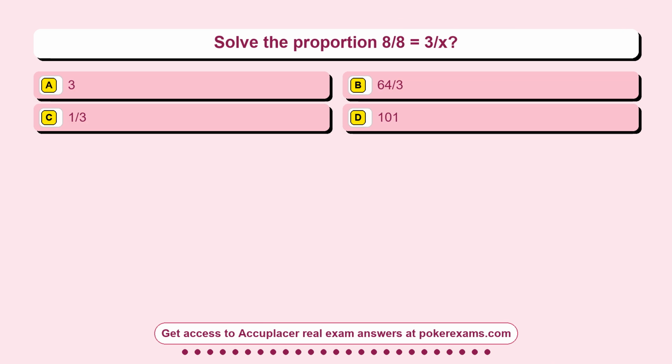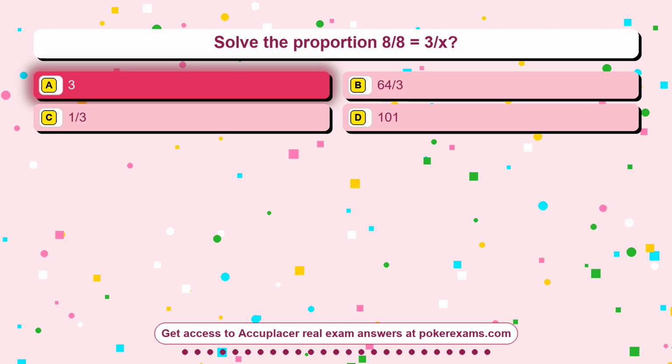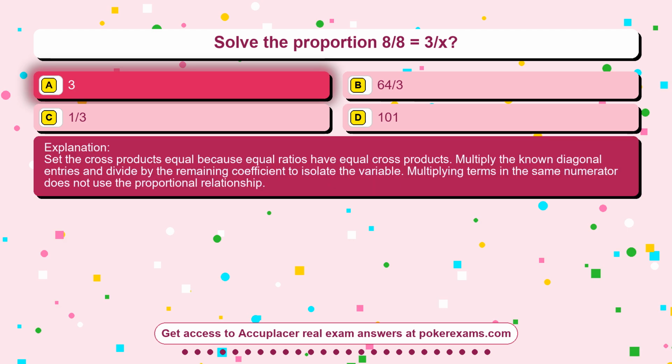Question 3. Solve the proportion 8/8 equals 3/x. Option A 3, option B 64/3, option C 1/3, option D 101. The correct answer is option A, 3. Set the cross products equal because equal ratios have equal cross products. Multiply the known diagonal entries and divide by the remaining coefficient to isolate the variable. Multiplying terms in the same numerator does not use the proportional relationship.